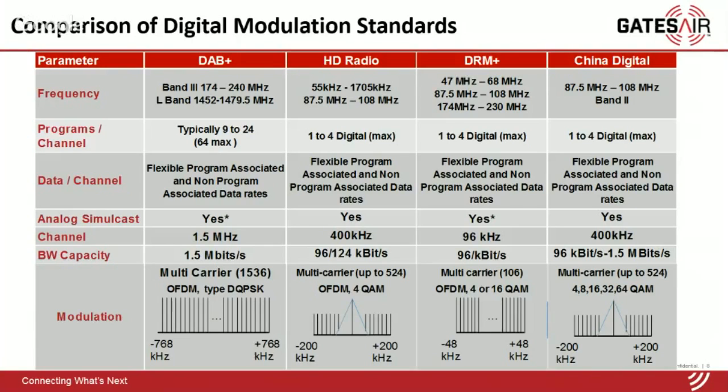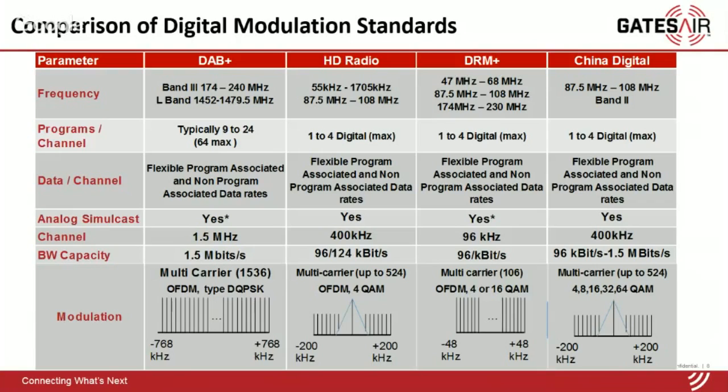DRM, not quite so simple. It actually has to, again, steer to an adjacent analog channel. They don't sandwich the analog inside the channel, so it's not really in-band on-channel, it's an in-band adjacent channel. And then China Digital, very similar to IBOC.